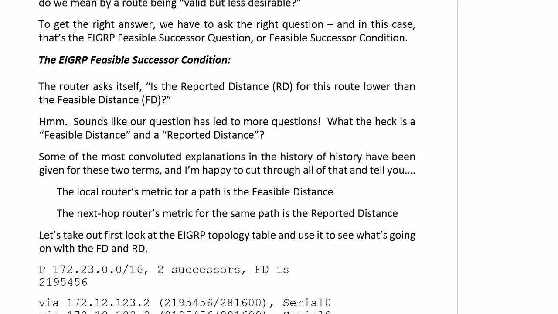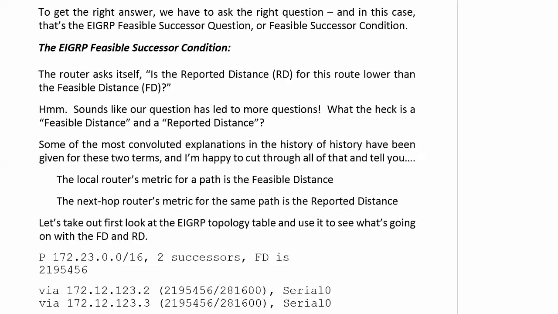Now, the condition or the question is the router asking itself: is the reported distance for this route lower than the feasible distance? Cleared that right up, right? Well, that kind of leads us to two more questions. What the heck is a feasible distance and what's a reported distance? I have seen some incredibly convoluted explanations of these two terms. I'm going to cut right through all that and just tell you exactly what they are.